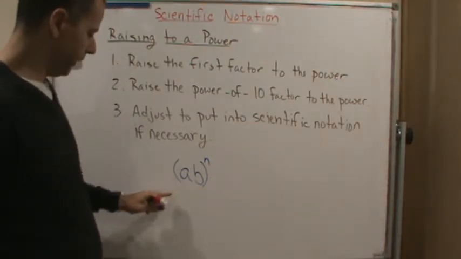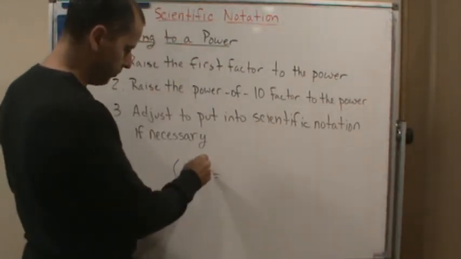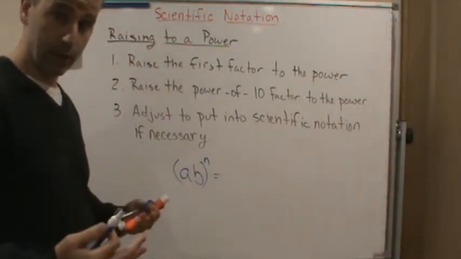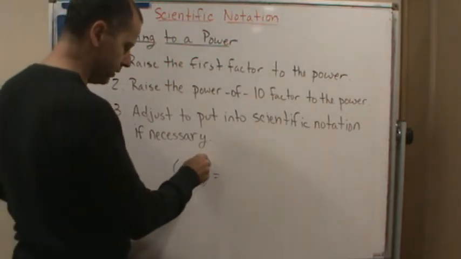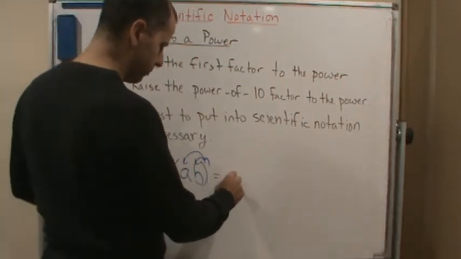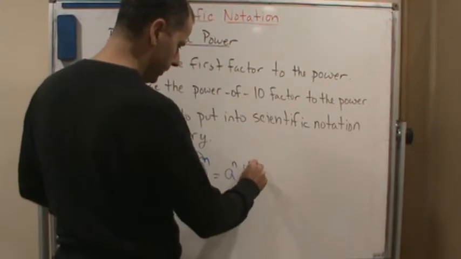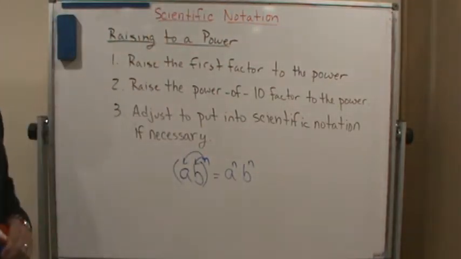What do we do here? Well, all we're doing is distributing, using one of the power rules for exponents. We're going to distribute the n to each factor. So that means we can write this as a to the nth power times b to the nth power. So this is one of the properties of exponents that we're using.